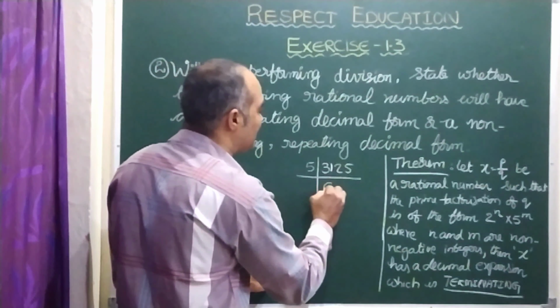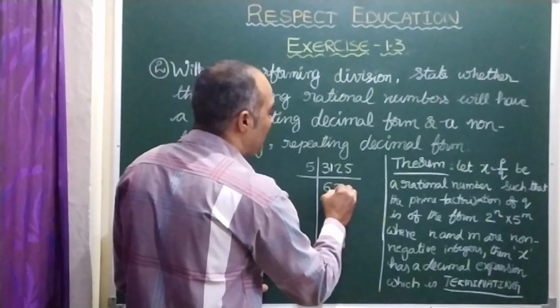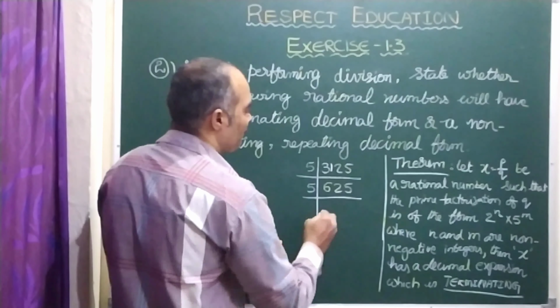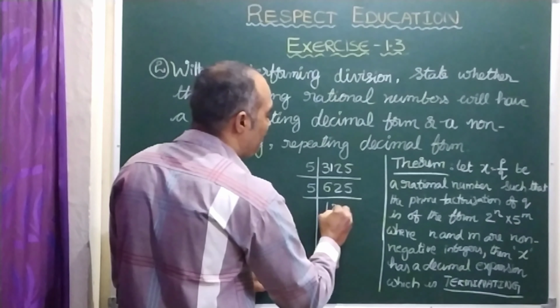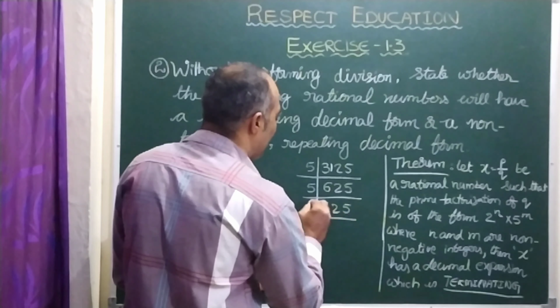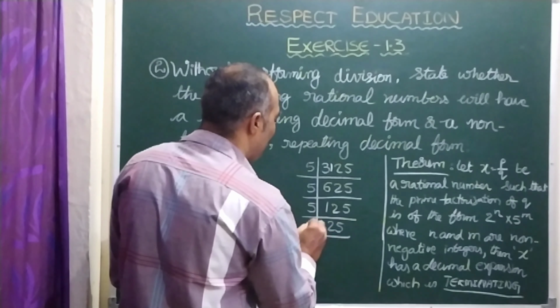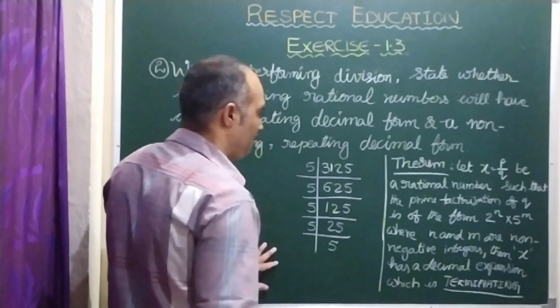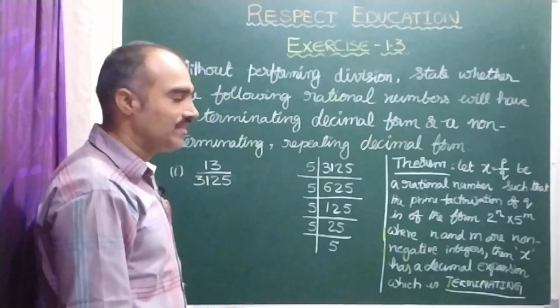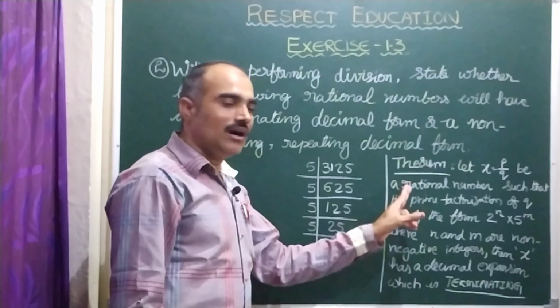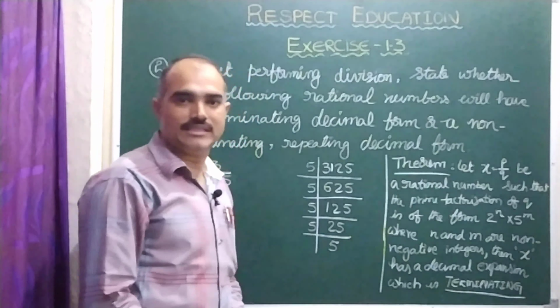See here, children, 5 6s are 30. Here 5 2s are, 5 5s are. Again with 5. Here 5 1s are, 5 2s are, 5 5s are. Again with 5. Here 5 25s are. Again with 5, 5 5s are. Right? Here in this theorem one more corollary is also there, children.